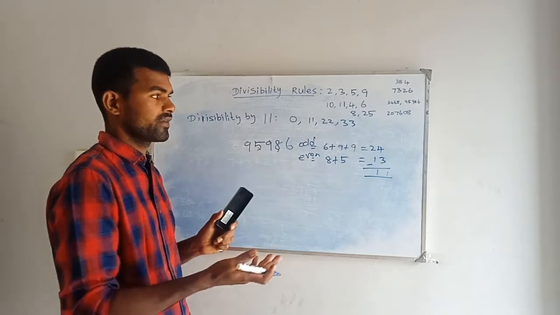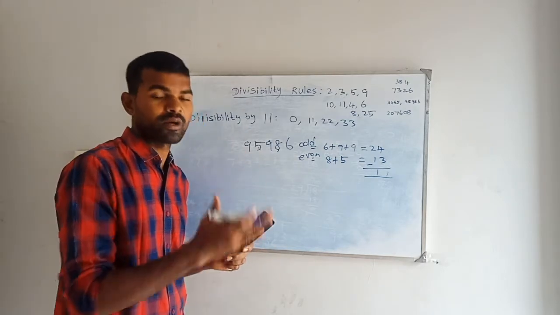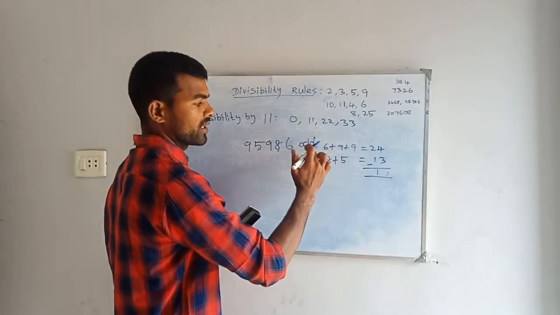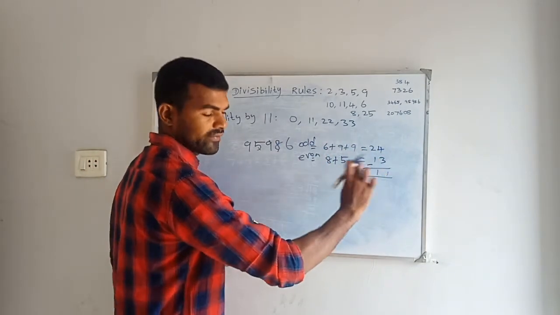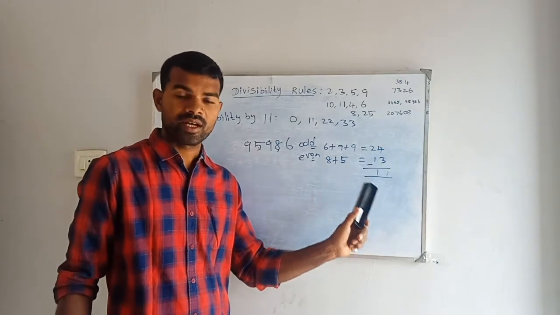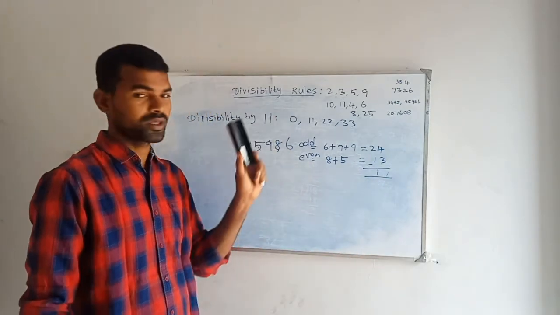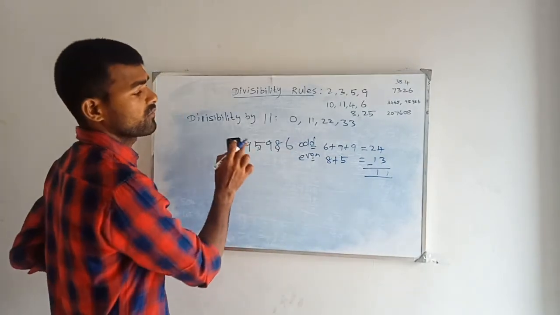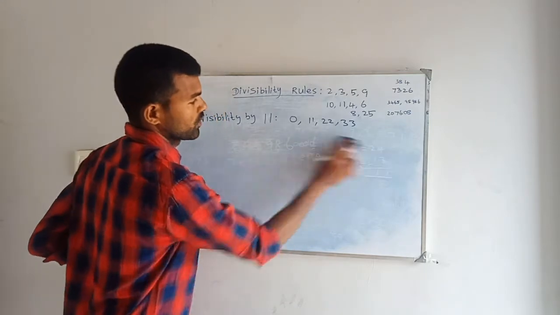You have to find the difference between the sum of the odd digits and the sum of the even digits. The difference must be in the 11 table, 11, 22, 33, 44, or else 0. Then the full number can be divided by 11. Next, let us go for another rule.